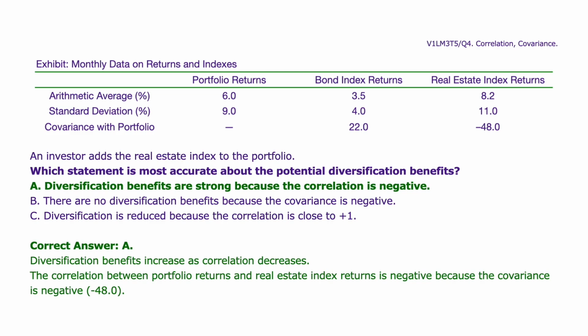Covariance between portfolio and real estate index is -48.0. Covariance negative means correlation negative. Negative correlation provides strong diversification benefits.